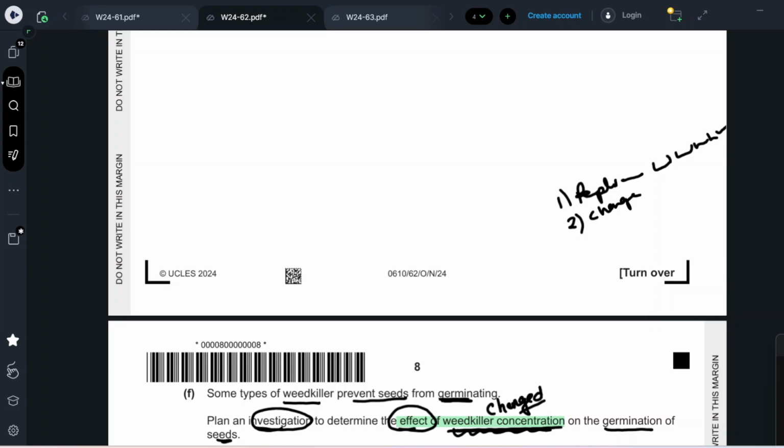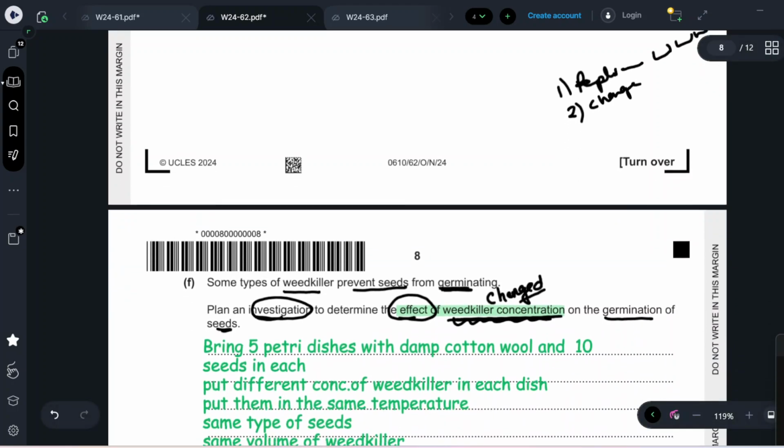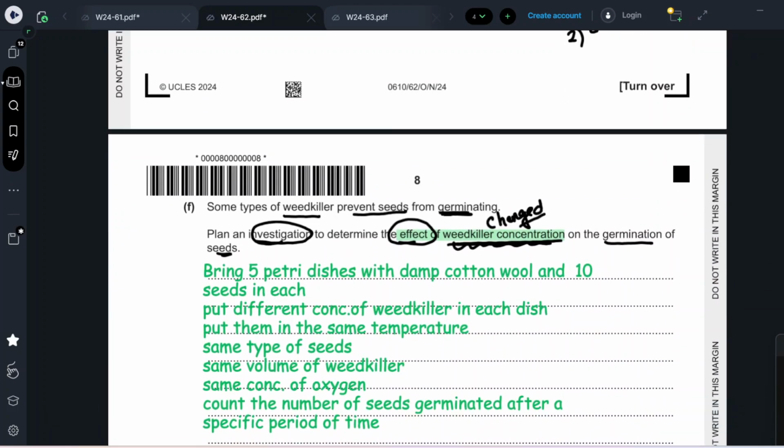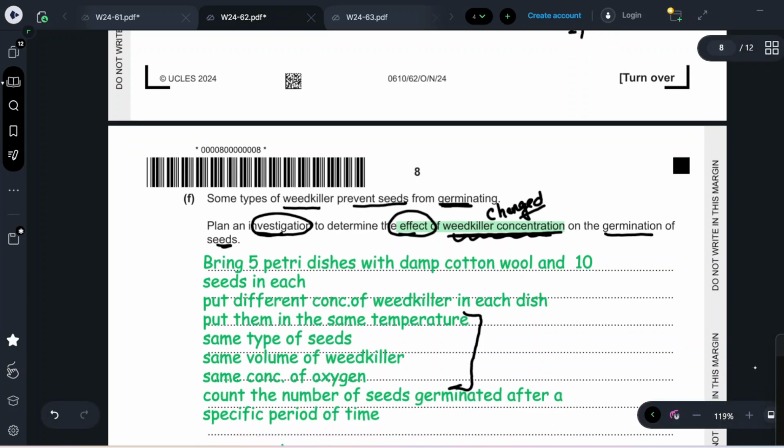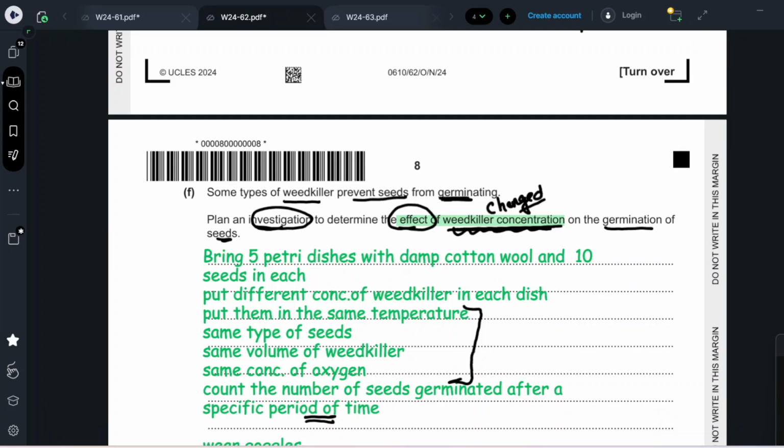What are you going to keep the same? Same temperature, same type of seeds, same oxygen concentration, anything that affects germination, and the same volume of the weed killer. I only change the concentration. I will keep everything that affects the germination the same. How are you going to measure your results? Check how many seeds germinated out of the 10 seeds and calculate the percentage. Count the number of seeds germinated after a specific period of time.